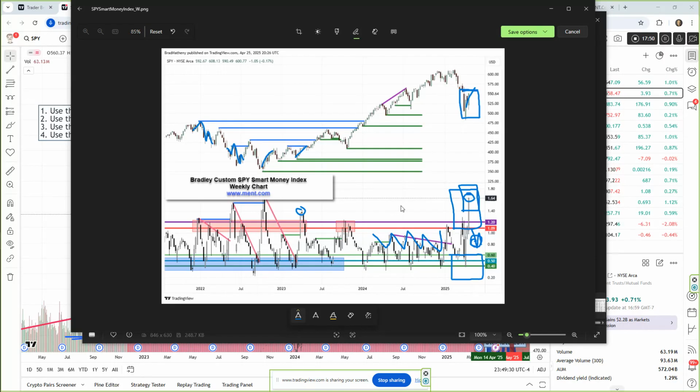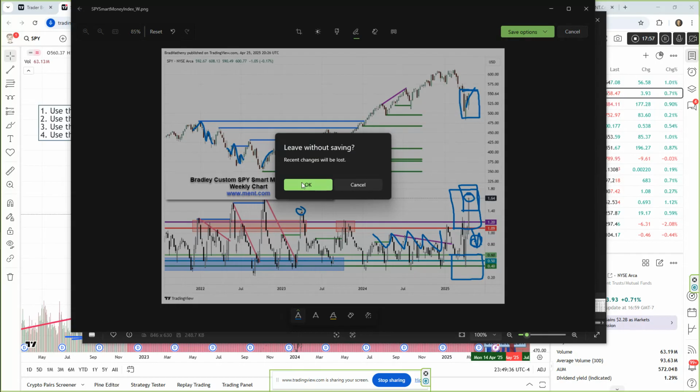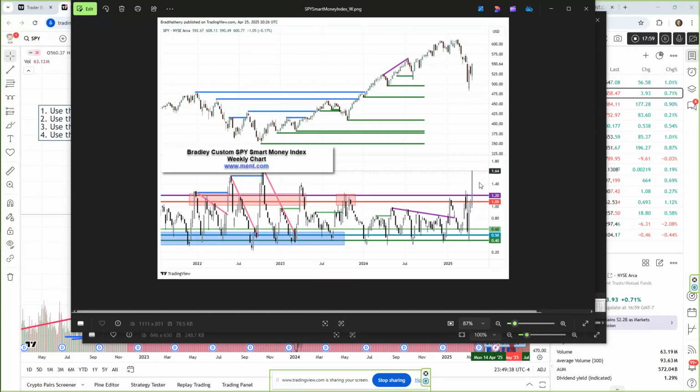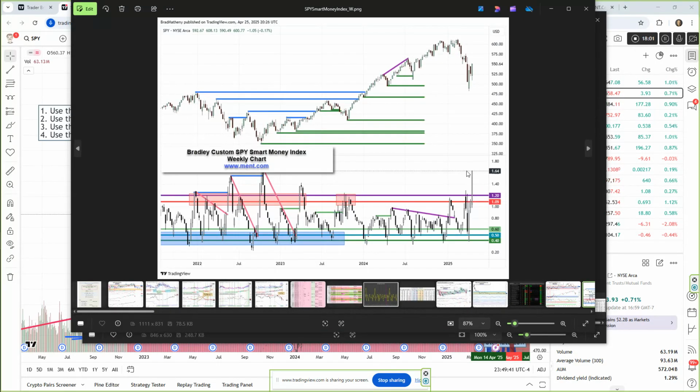So I'm going to urge you again right now to be aware that my custom indexes, if you look at this before I run out of time, are saying extreme volatility, extreme rotation. Do not trust trending.